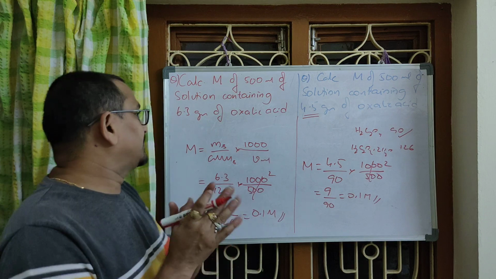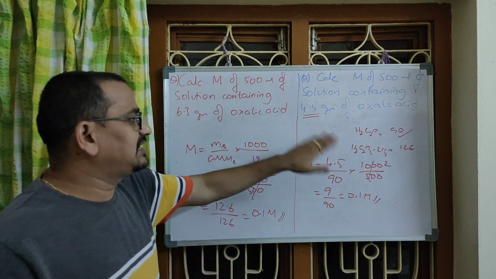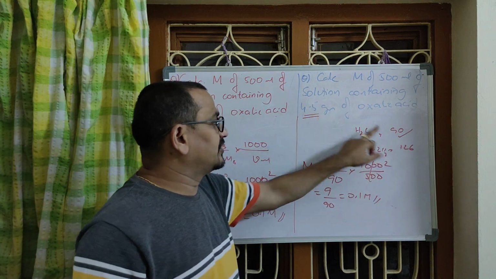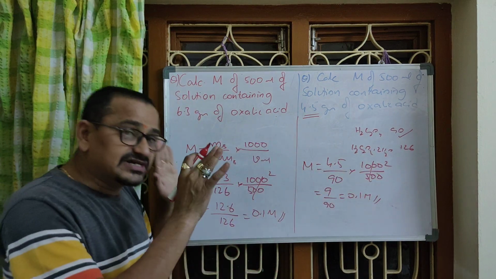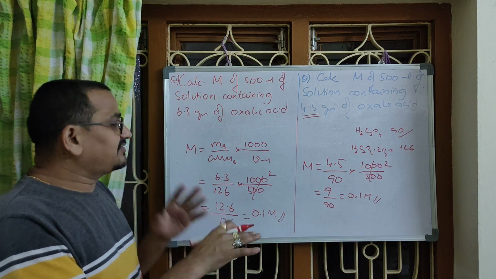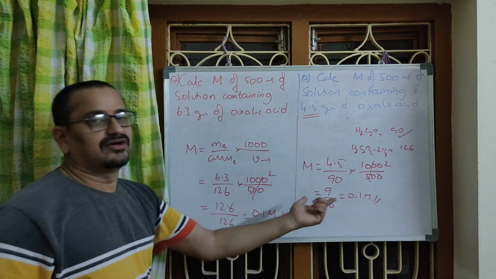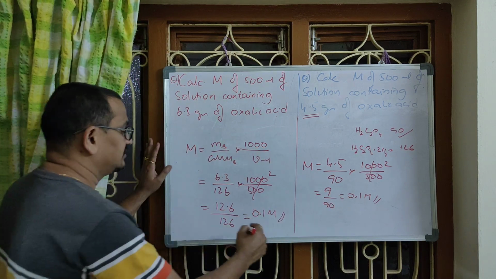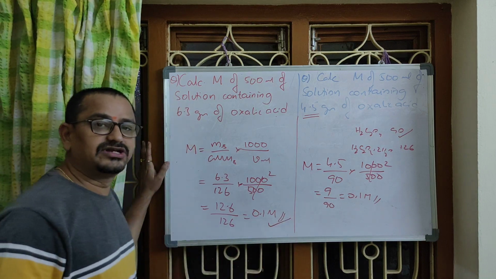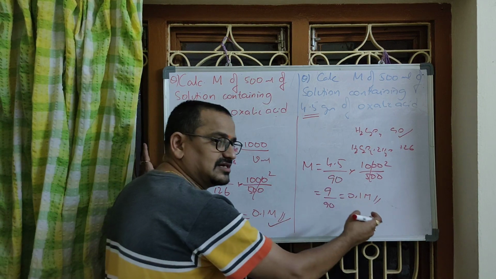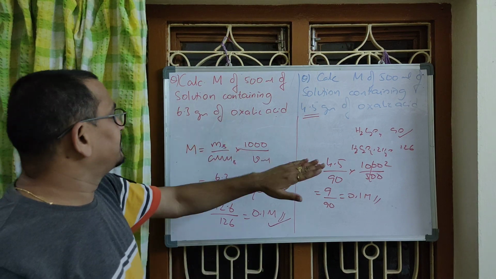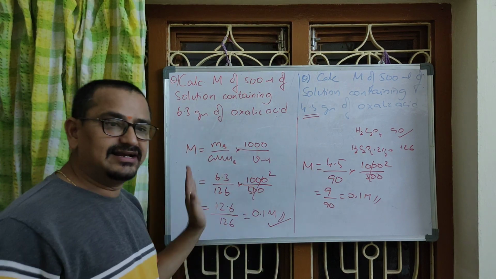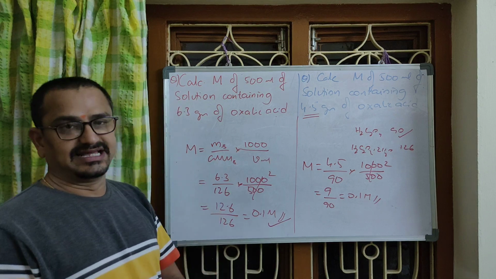You have to immediately notice which value the numerical value corresponds to: 90 with 4.5, and 126 with 6.3. This is the first, initial approach. Otherwise, the final values will have to justify it. Now here, this molarity is 0.1 molar, and this one is also 0.1 molar. Understood? So this is the differentiation between anhydrous oxalic acid and hydrated oxalic acid.